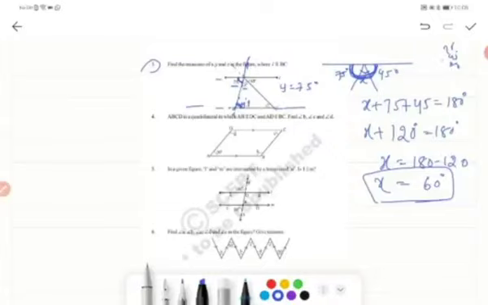Yes, if I extend this, my AC is a transversal for L and the line BC. I want this angle, and I know this angle is 45 degrees. Z and 45 degrees are alternate to each other. Therefore Z will be equal to 45 degrees. It's actually quite easy to do.